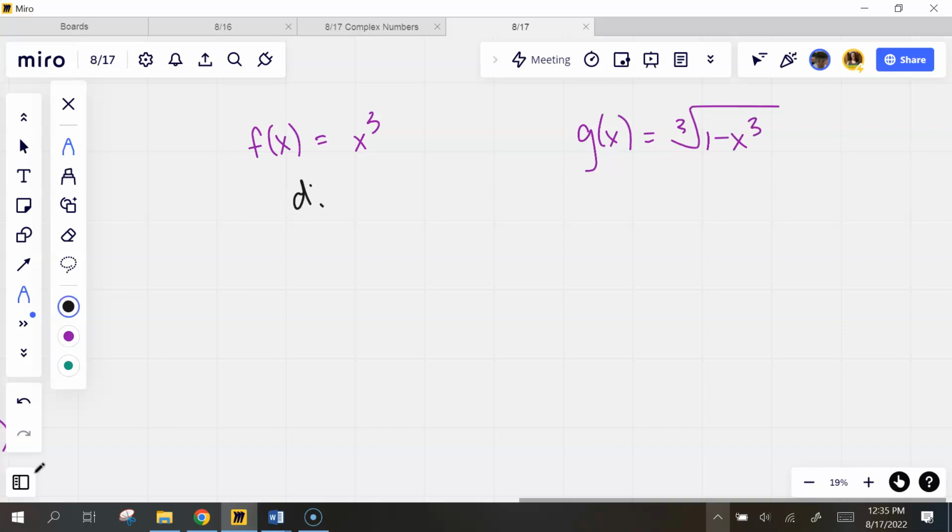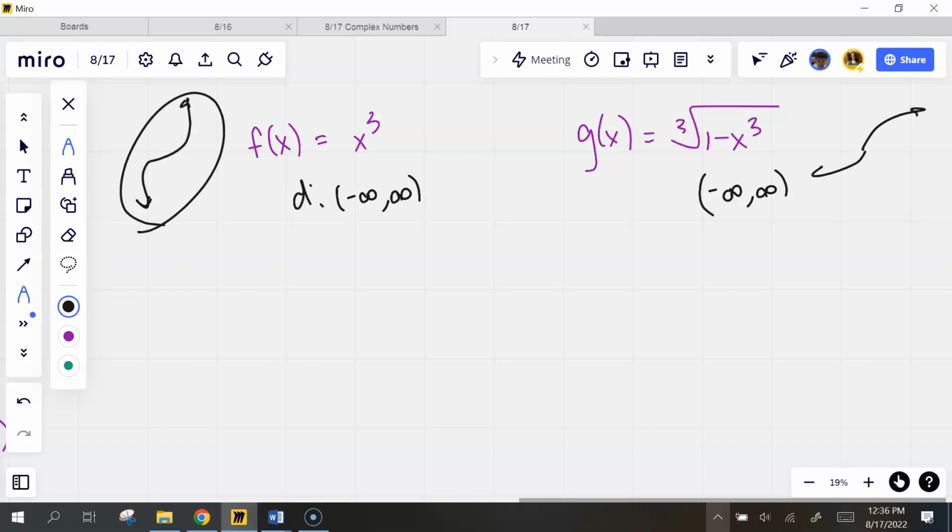What's the domain of x cubed? Negative infinity to infinity. That just looks like this. How about cubed root? What's the domain? That's right. Negative infinity to infinity. That's the one that looks like this one on its side. You should know what it looks like. That's one of your must-know functions, isn't it?